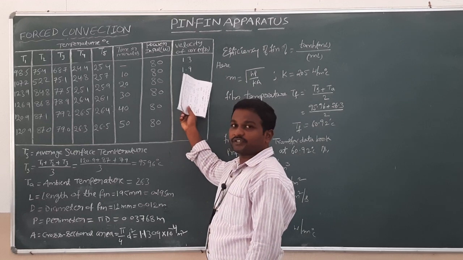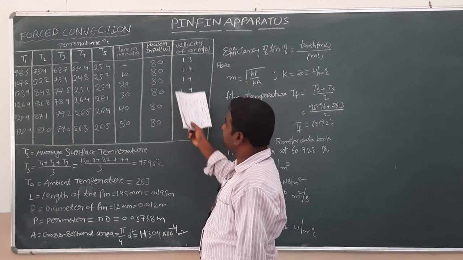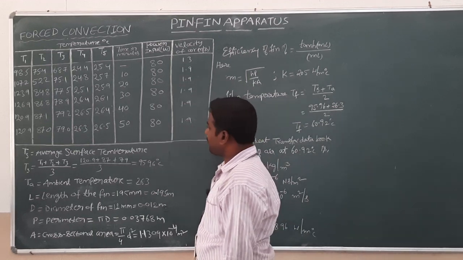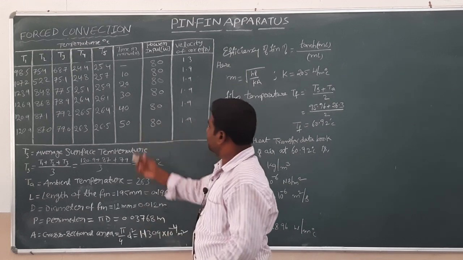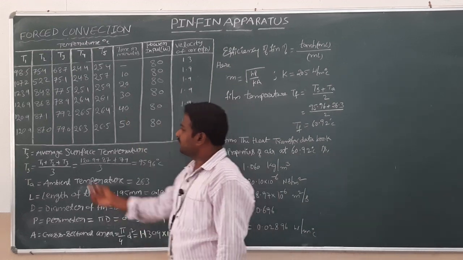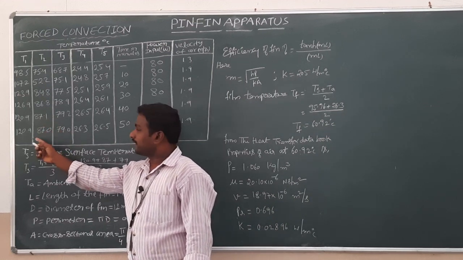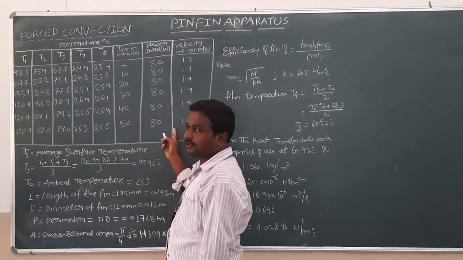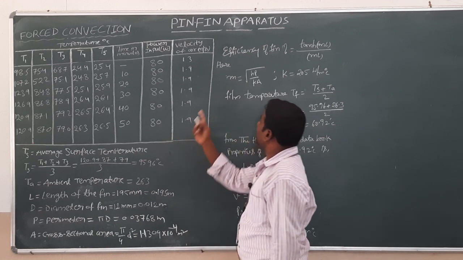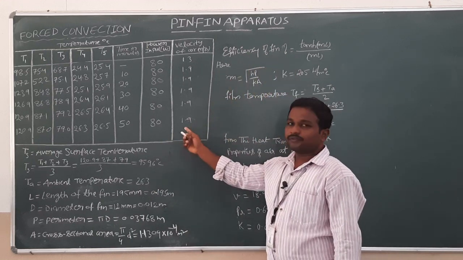These are the values recorded during the time of the experimentation in forced flow convection. Observe that these two readings here, the variation is very low compared to these readings. So we consider that these are the steady state values. I am going to calculate the efficiency of the fin for these values.